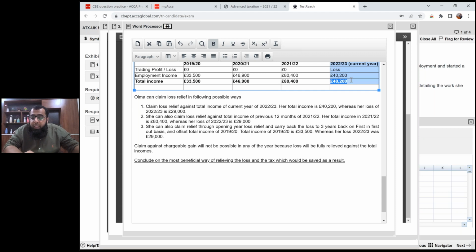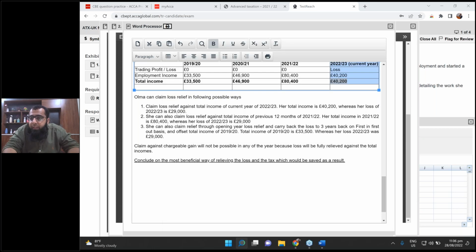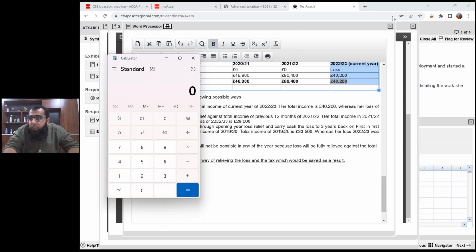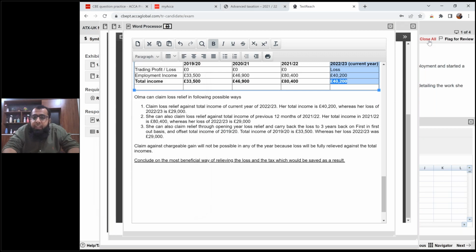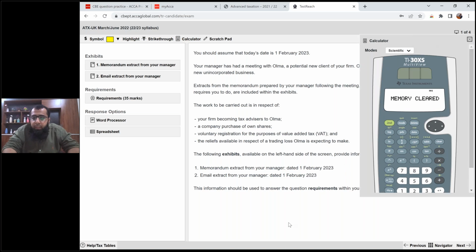Listen to me. Let me open the calculator. In the exam, you have to use the calculator given here. In the exam, you cannot use other tabs. So in the exam, you have to use the calculator which is given here.